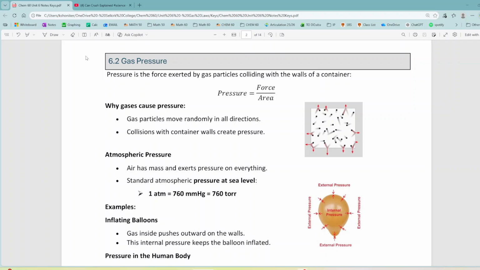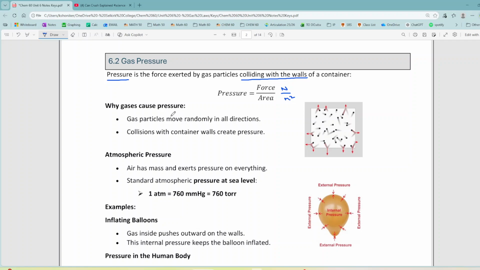The next thing we're going to talk about is gas pressure. Pressure is the force exerted by gas particles colliding with the walls of a container. Technically, the definition of pressure is force per area, or something like a Newton per meter squared, although that's not what we're going to measure it in.